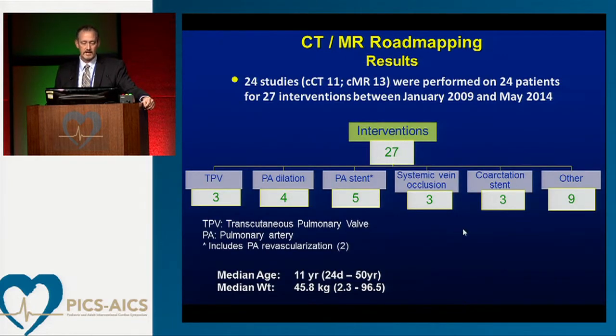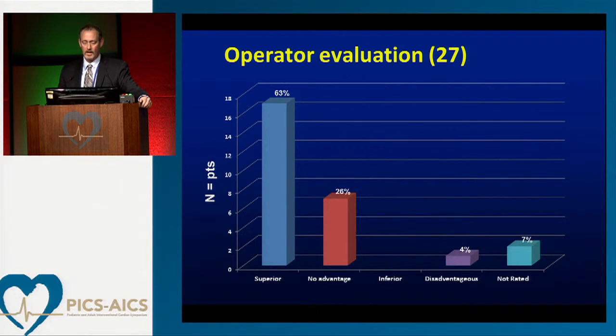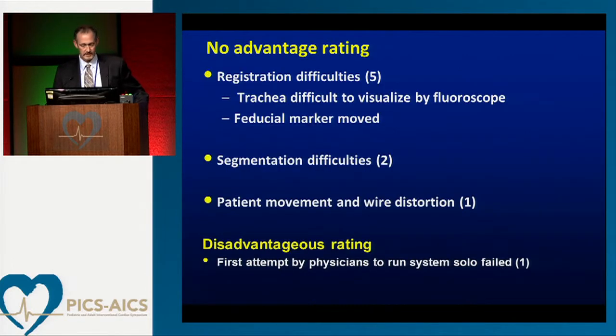So to date, 24 studies have been done, 11 of those CTs, 13 of them from MR, performed on 24 patients, and 27 interventions have been performed during these dates. And again, the breakdown is here. Of interest, too, of the PA stents, 2 of these procedures were actually pulmonary artery reconstructions after the vessels had been occluded. We used the LEVA phase of imaging of CT to fill the distal vessels, so that way we could have targets to go after when we were making our run at perforating through the occlusions. Again, operator evaluation: 63% of the procedures were felt to be superior, 26% were felt to be of no advantage, none were inferior, and disadvantageous was 1, for similar reasons as our last.